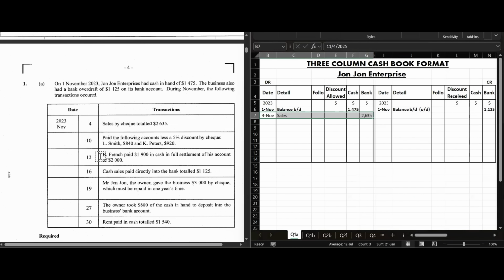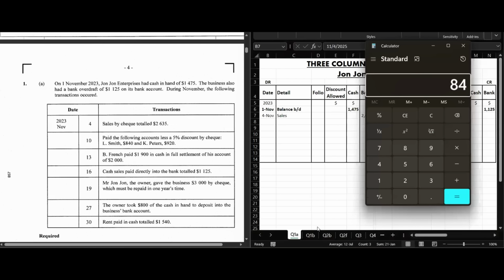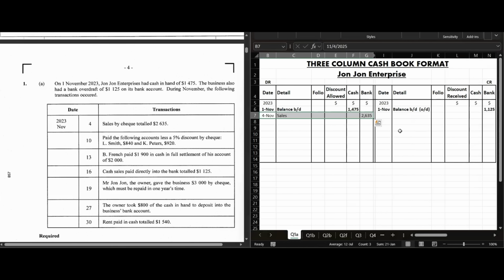On November 10th, pay the following accounts less a 5% discount by check: L. Smith 840, K. Peters 920. Now the amount being paid to L. Smith would have been 840 less a 5% discount. So let's work with the discount. Discount will be $42, therefore the amount being paid to L. Smith would have been $798. This is the amount being paid, so it will go on the credit side.